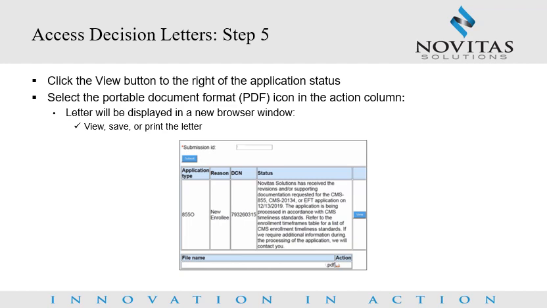Access Decision Letters, Step 5. You will click the View button to the right of the application status. Select the Portable Document Format or PDF icon in the Action column. The letter will be displayed in a new browser window. You will have the option to view, save, or print the letter.